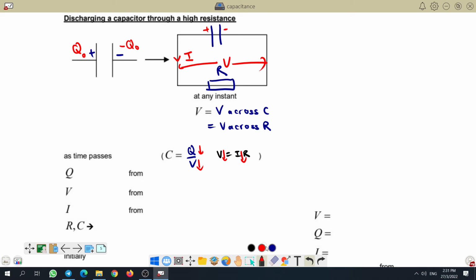Which means that we know as time passes, Q decreases, V decreases, I decreases. From macam Q itu daripada maksimumnya Q0 kan. So from maximum to 0. So lepas dia habis, dia sudah charge kan, ngam lah. So same with V and same with I.